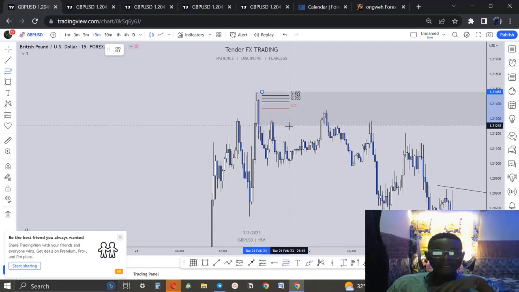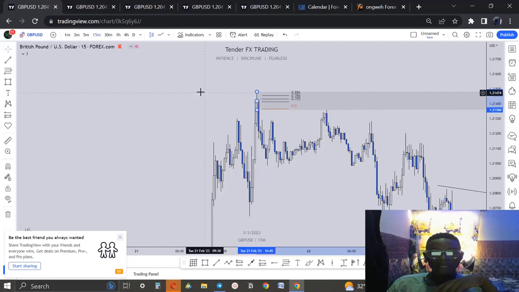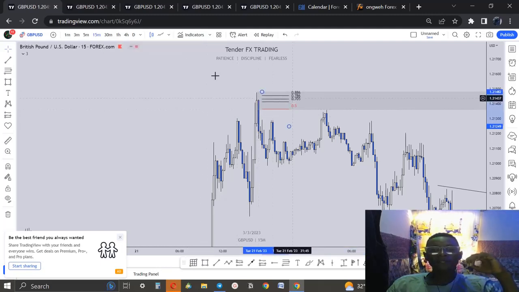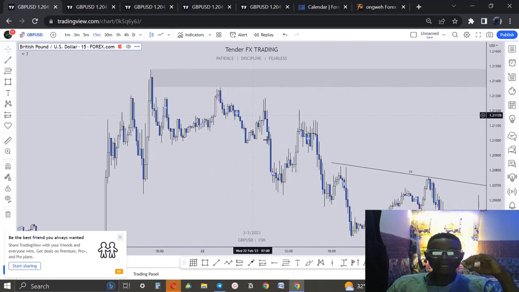So let me show us guys that. They did not fill up the 50%. Can we see that? So let's refine this to the 50%. They did not mitigate the 50% of that supply zone. Then they started selling down. Price started selling down.